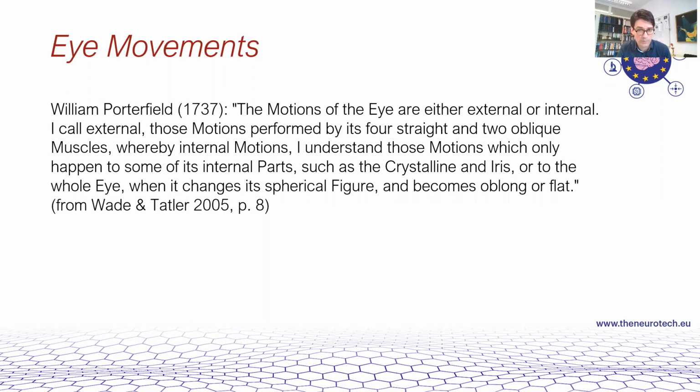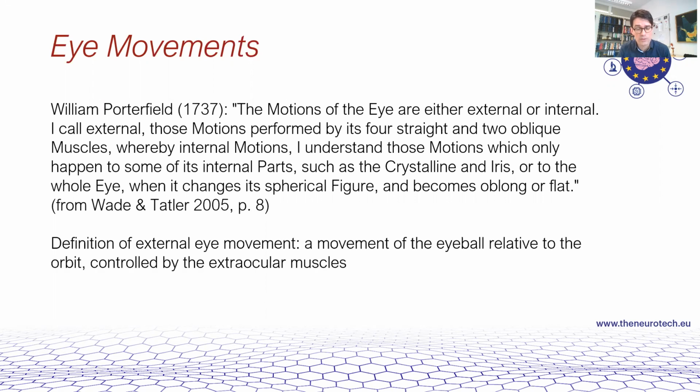So motions of the eyes are either external or internal, and external are those motions performed by its four straight and two oblique muscles. And it's those external eye movements of the eyeball relative to the orbit, which are controlled by the extraocular muscles, that I will focus on today.